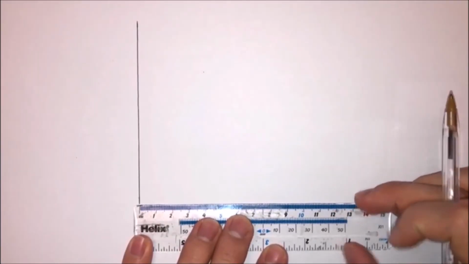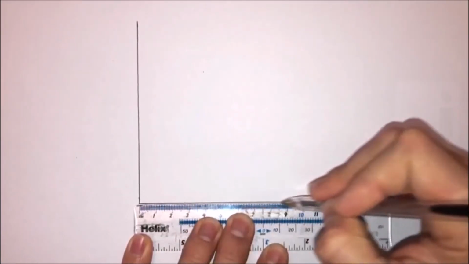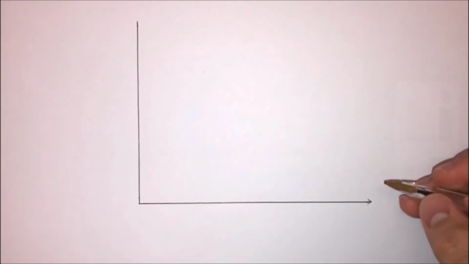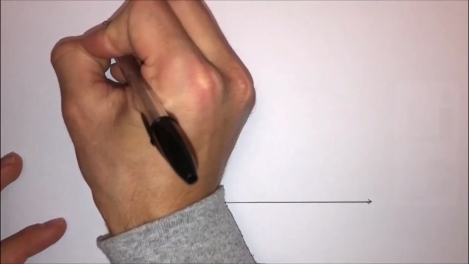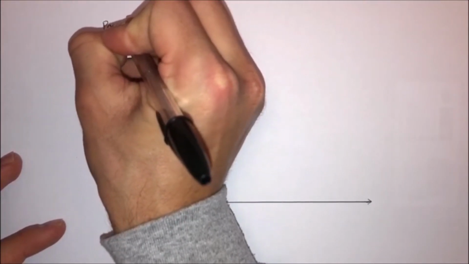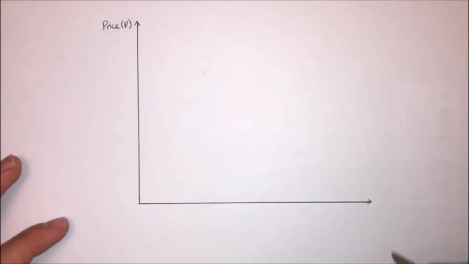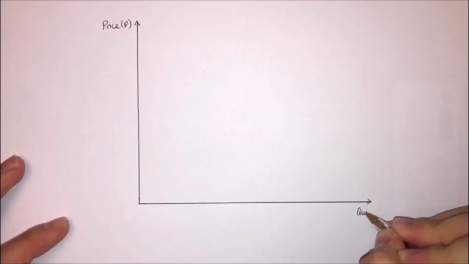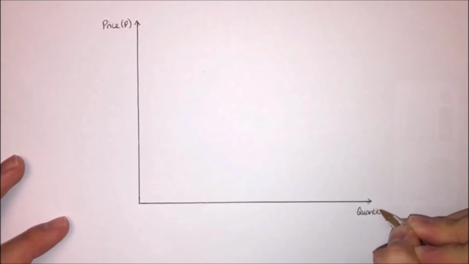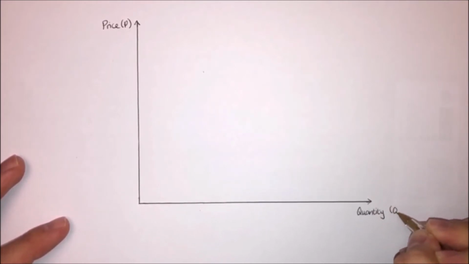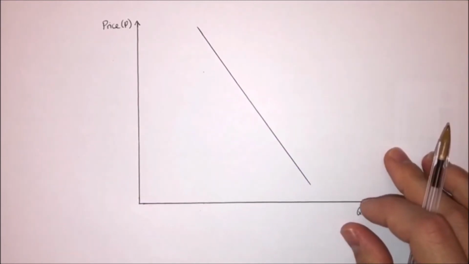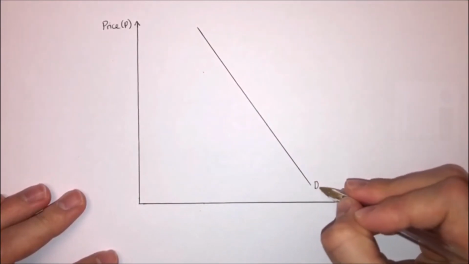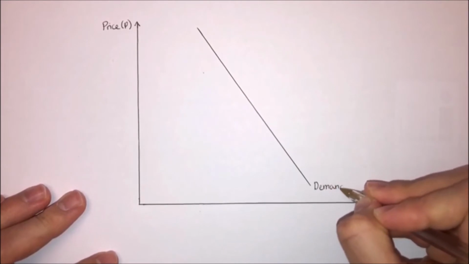So we'll start by drawing the vertical y-axis, followed by the horizontal x-axis. We then label the y-axis price and the x-axis quantity. We'd now draw the downward sloping demand curve, and whether it's steep or shallow, elastic or inelastic, at this point, in order to demonstrate movement along the demand curve, it doesn't matter. So just draw a downward sloping demand curve.